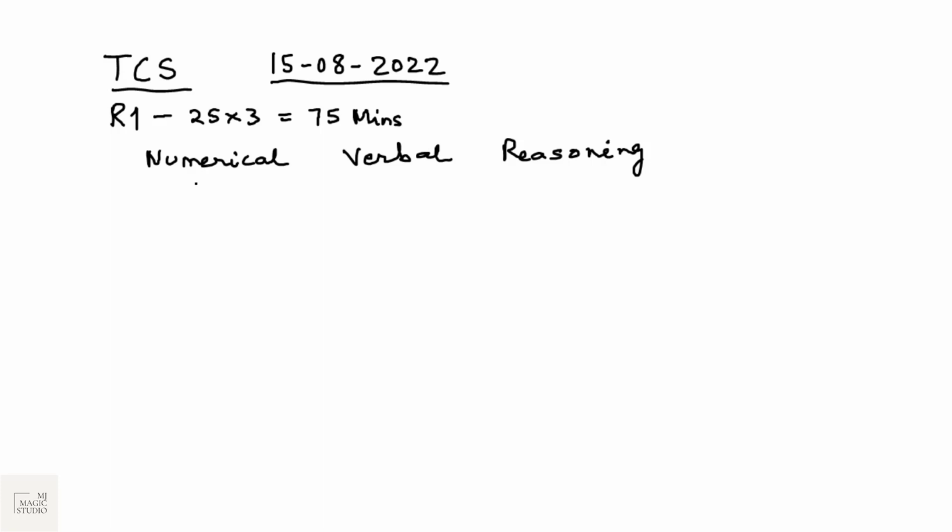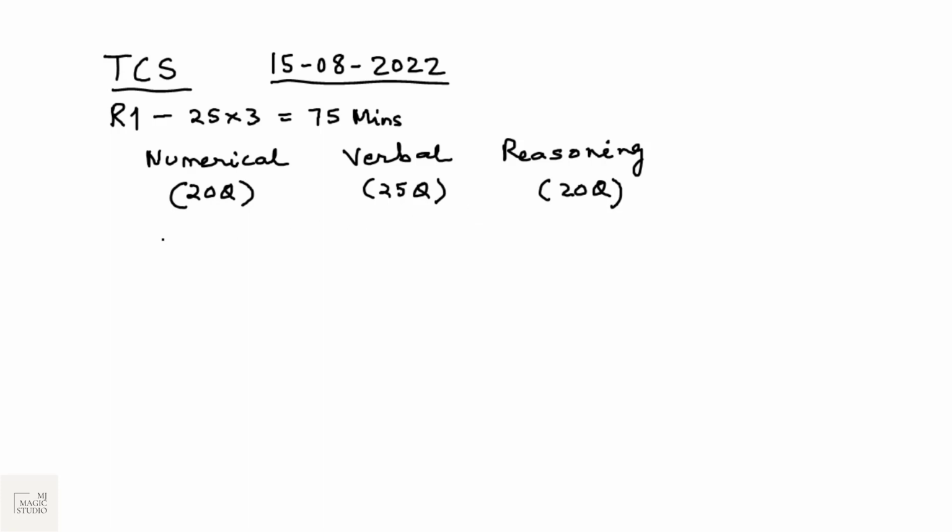In numerical, 20 questions would be asked. In verbal, 25 questions would be asked. And in reasoning, 20 questions would be asked. We need to complete this in 75 minutes. Revisiting a question is not allowed. We need to attempt a question, then only we can go to the next one. And once we are on the next one, the previous question vanishes. On-screen calculator is there, we can use it. On-screen notepad is there, we can use it.